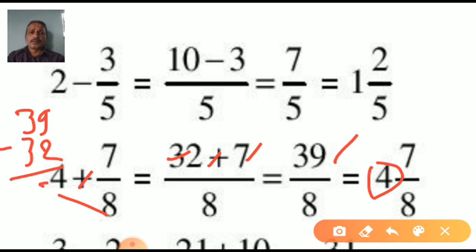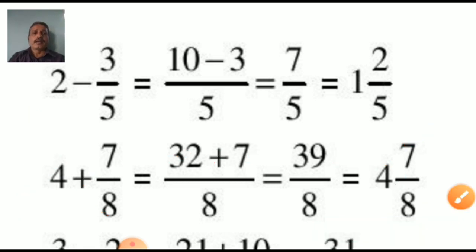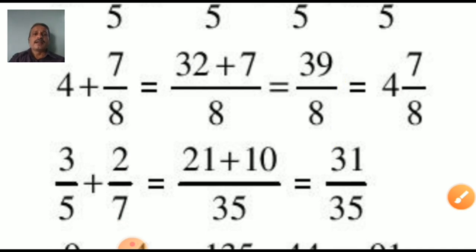9 minus 2 is 7, and 3 minus 3 is 0. That's why 7 will be written on the numerator side, and 8 remains as it is. Clear? Let's check further. Yes, this is very important: whenever both denominators are different, just cross multiply, students.